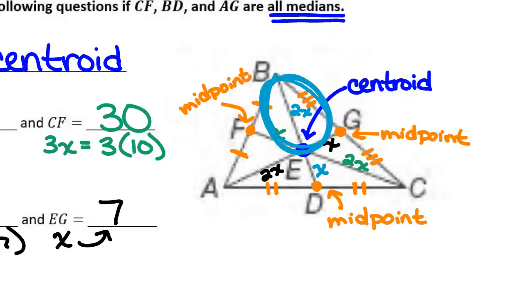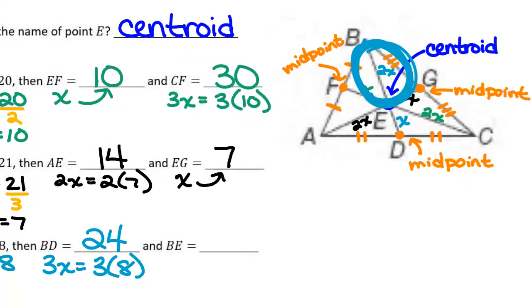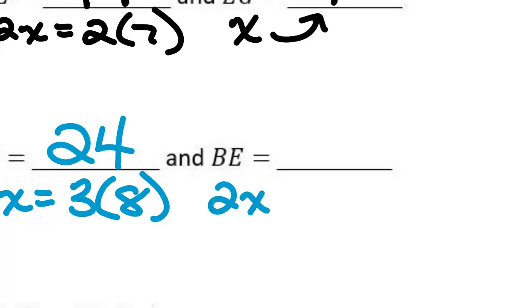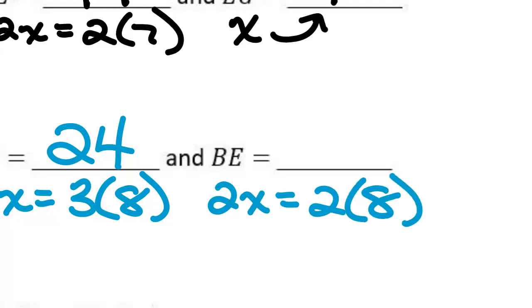BE is this segment right here. Is that a 1x, a 2x, or a 3x? 2x. 2x, and x is 8, so 2 times 8 would give me 16, yes.